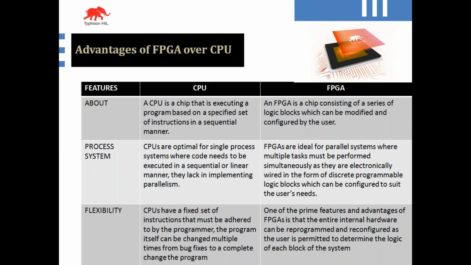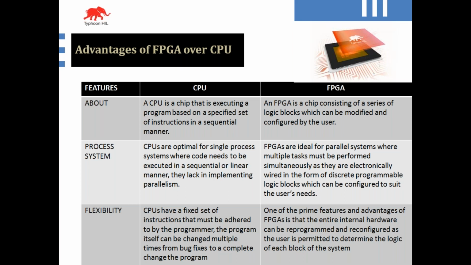So this is the major advantage of the FPGA, and that is why we are using it. First of all, it is ideal for parallel systems, and secondly, it is just like a blank sheet. You can configure it, you can determine the logic, but with the CPU you have a fixed set of instructions. This has to be added by the programmer. The program itself can be changed multiple times, but here you need bug fixes to completely change the program.